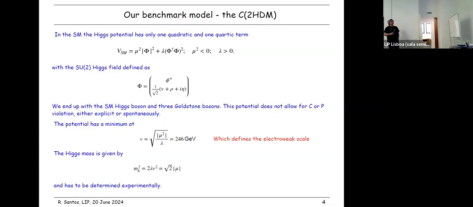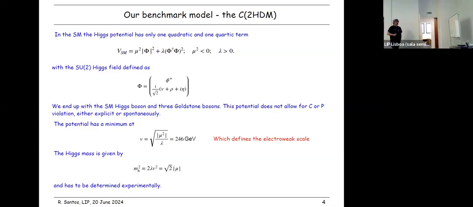So this you know already, you saw this many times. It's the standard model potential. This is the SU(2) Higgs doublet. When you have this field, you know that you end up with a standard model Higgs boson and 3 Goldstone bosons. This you've seen many times.